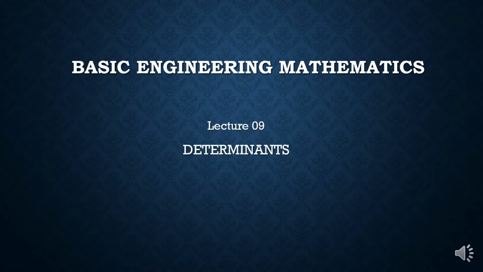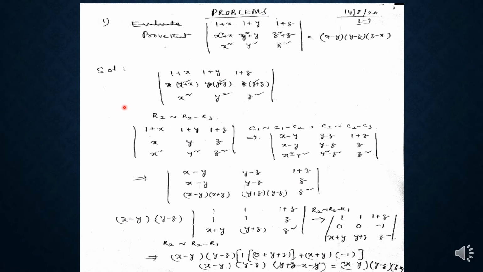Dear students, in the previous class we discussed determinants and solved many problems by using properties of determinants. In this class also we will solve some problems on determinants. Prove that the determinant |1+x, 1+y, 1+z; x²+x, y²+y, z²+z; x², y², z²| is equal to (x−y)(y−z)(z−x).